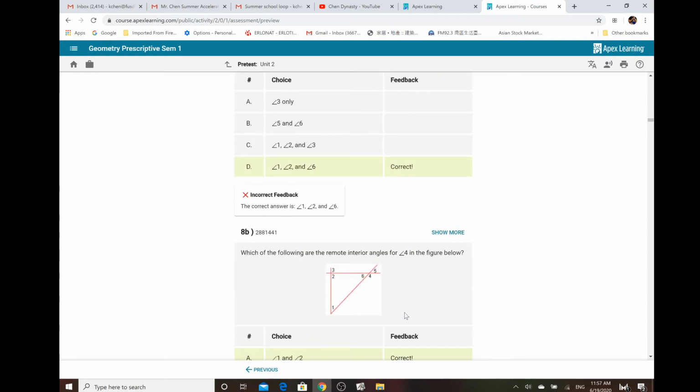Here's another one. Which of the following are the remote interior angles of angle 4? Remote interior angles mean the sum of the other two angles is the same as angle 4. So we have angle 1 and 2, because angle 6 is right next to angle 4, showing a supplementary relationship. Angle 4 plus angle 6 is 180, which is the same as angle 4 plus angle 2 plus angle 1. So angle 4 is the same as angle 1 plus angle 2.